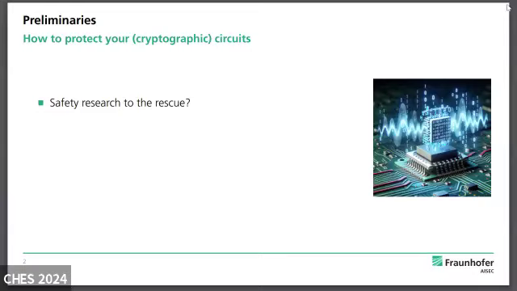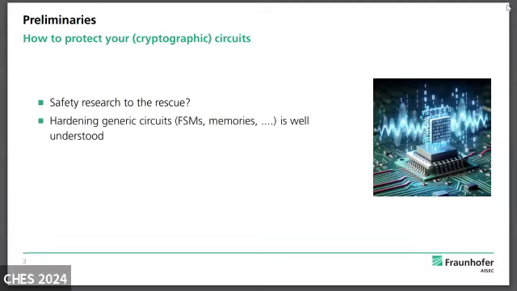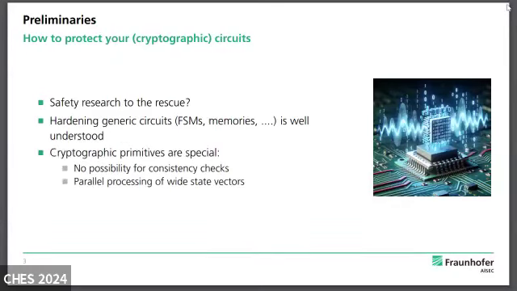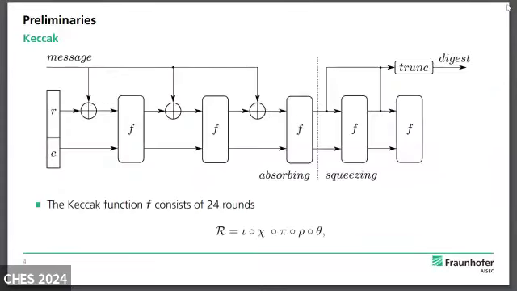So, the problem of bit flips is nothing entirely new. The safety research domain has been at this for decades, because you also can have bit flips due to radiation. So can we use their approaches? I would say to a certain extent, yes, because the hardening of generic circuits like state machines or memories is quite well understood. But cryptographic primitives are also a bit special, right? We have hardly any possibility for consistency checks, and usually we have wide state vectors, parallel processing, and so on.